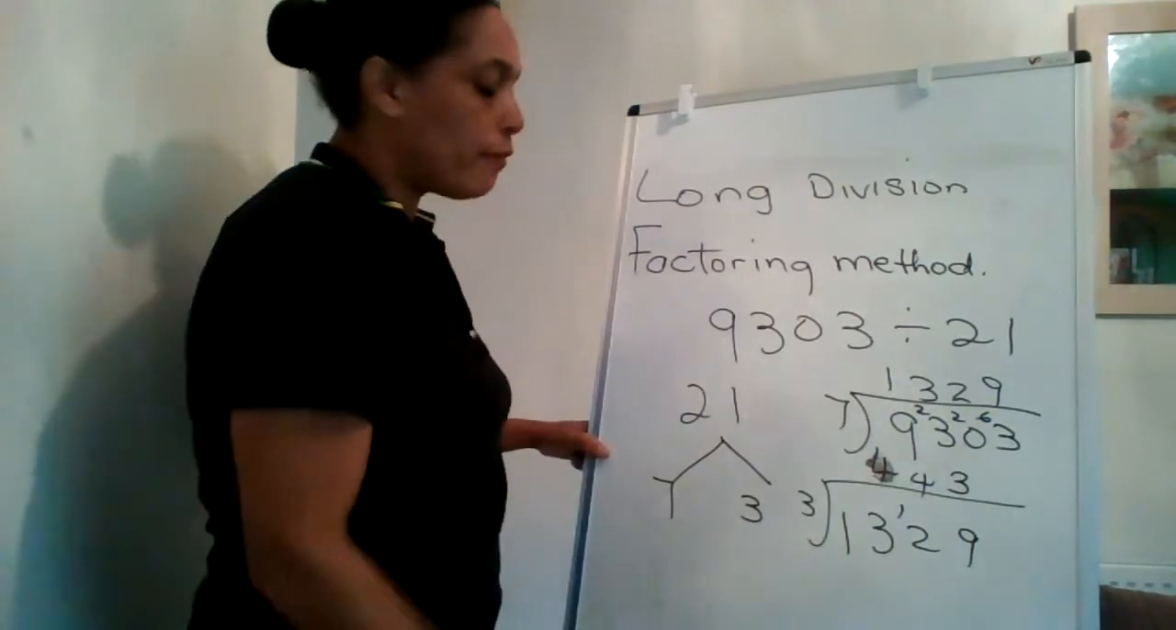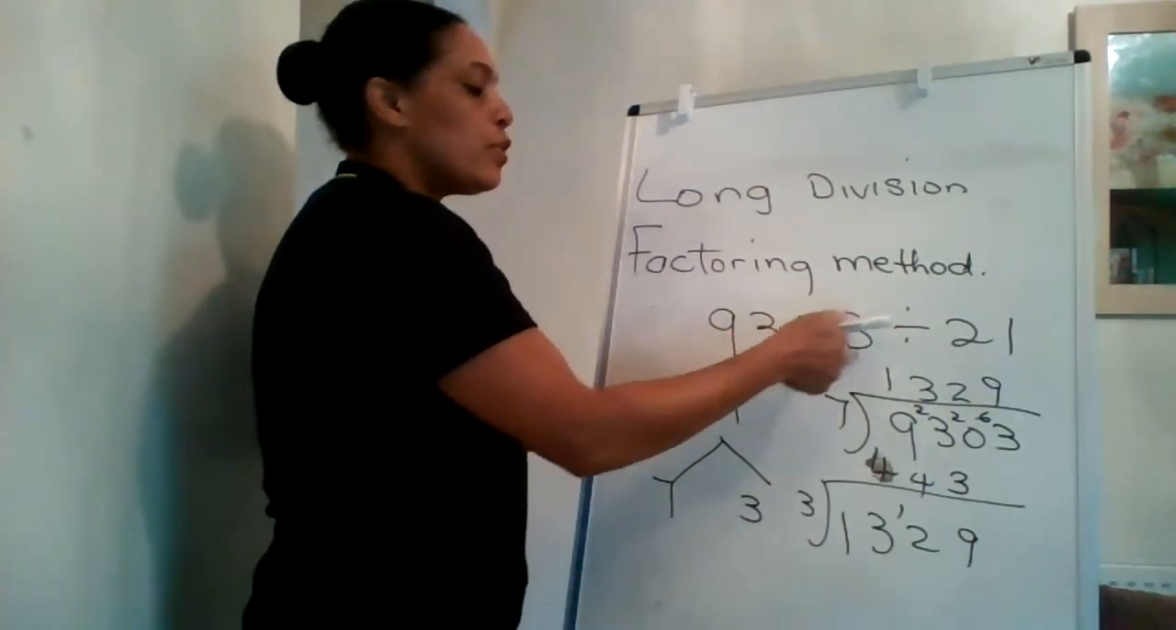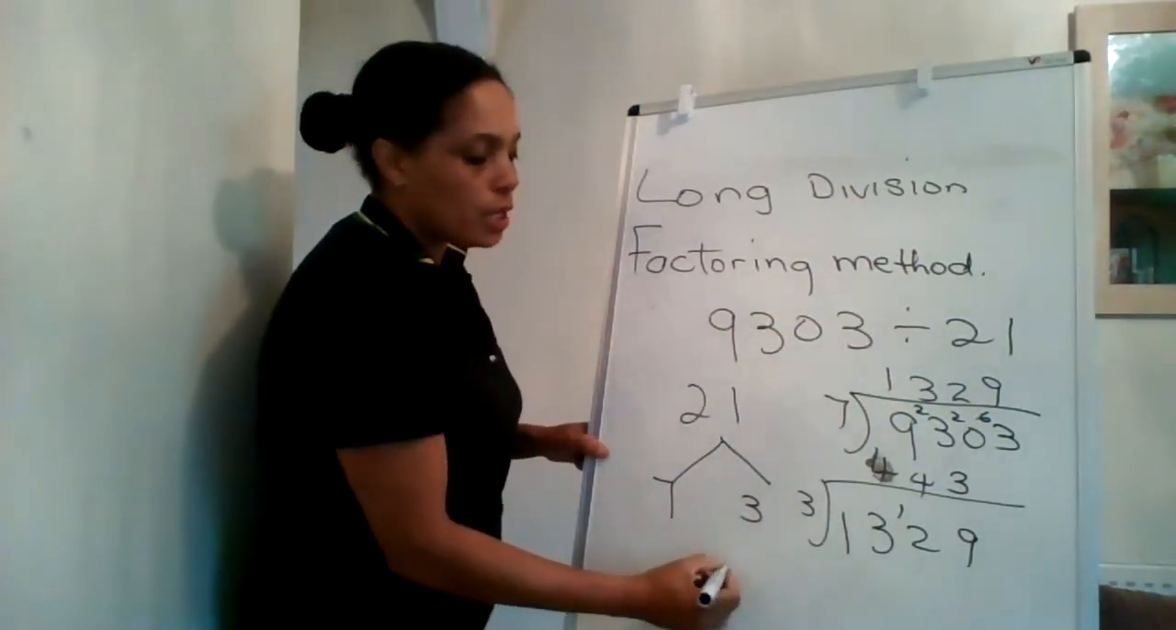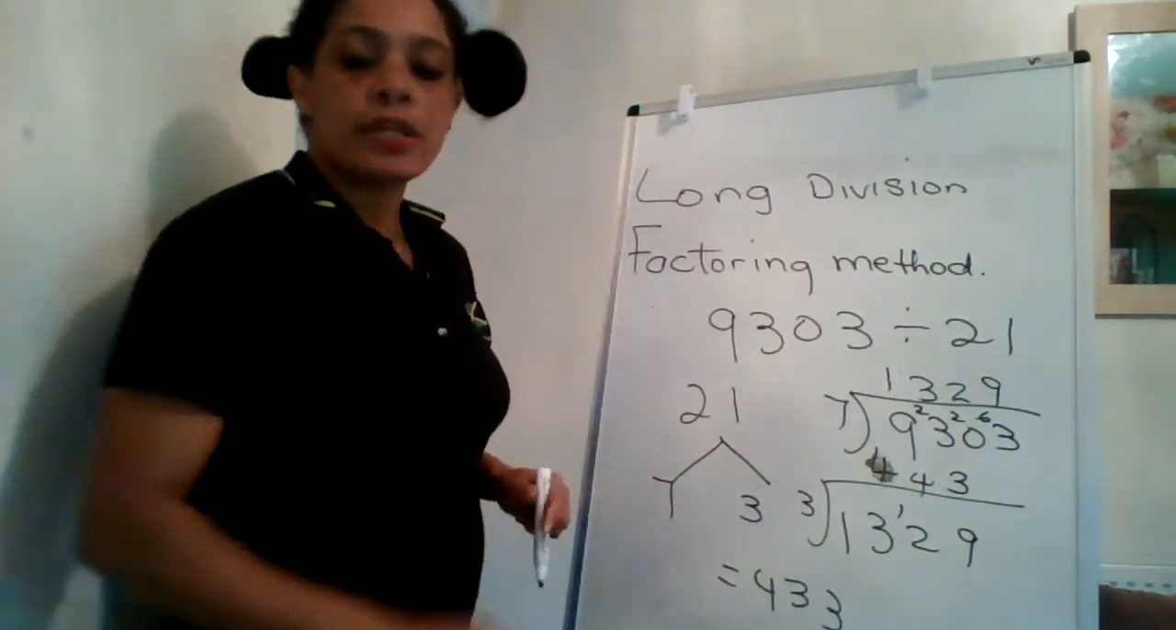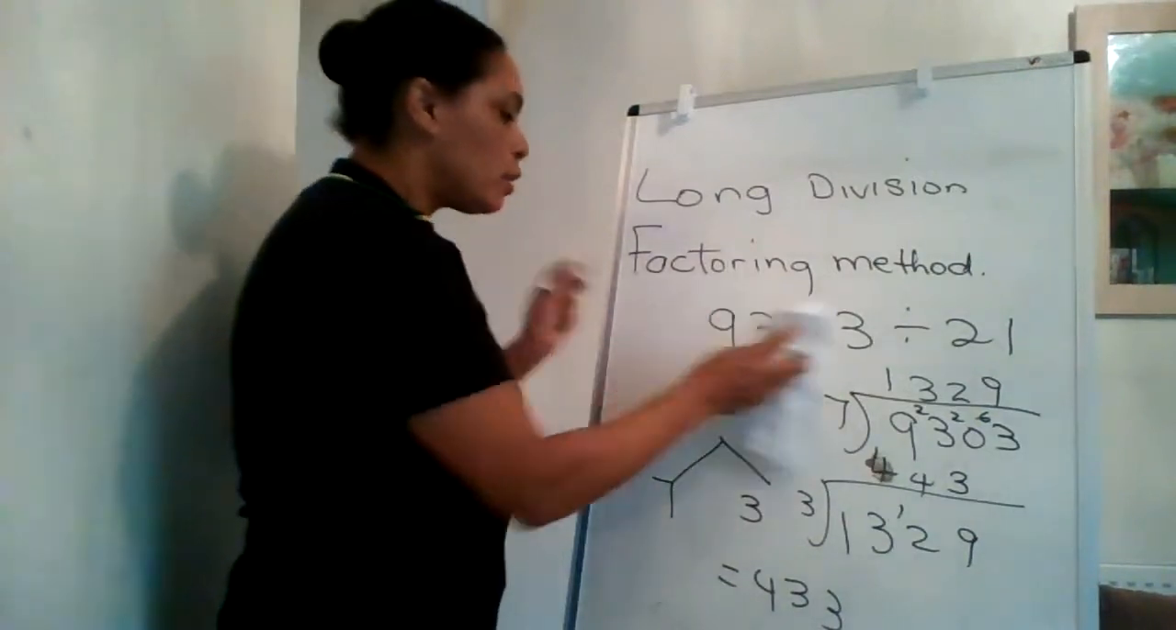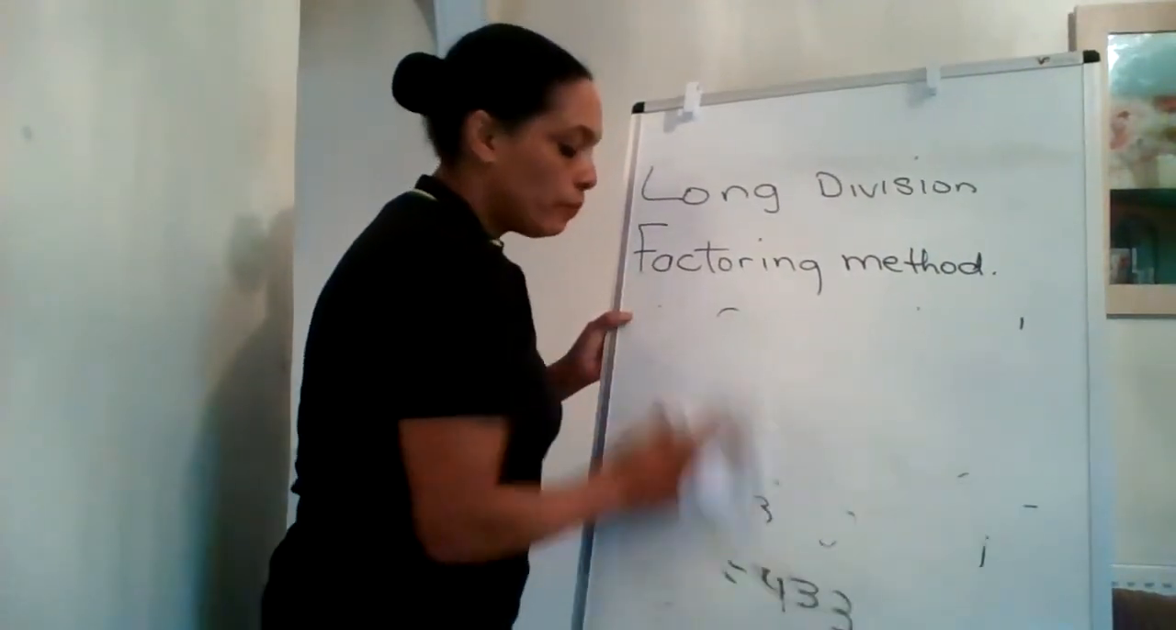So here we have 9303 divided by 21 is equal to 433. And that is using the factoring method. Let's look at one more question.